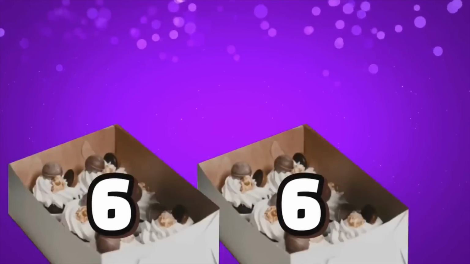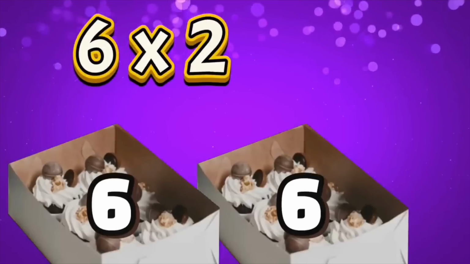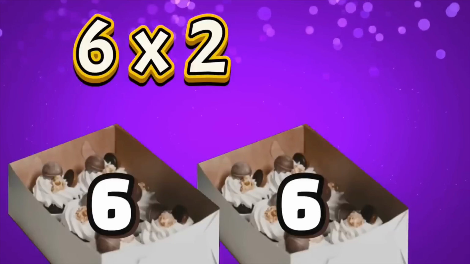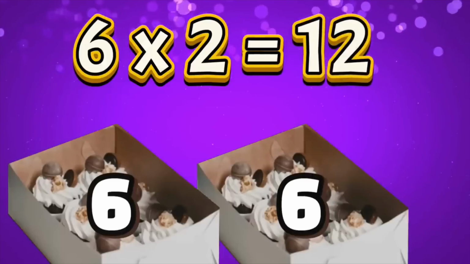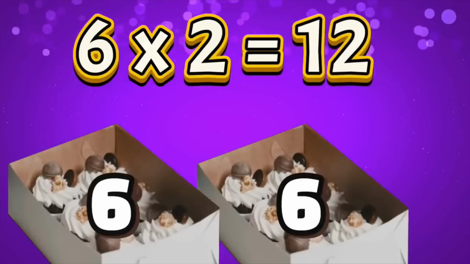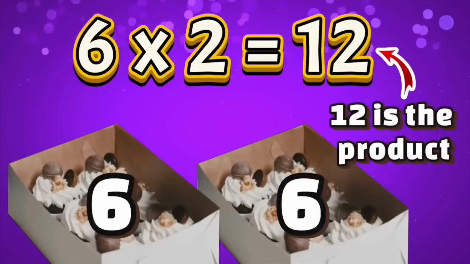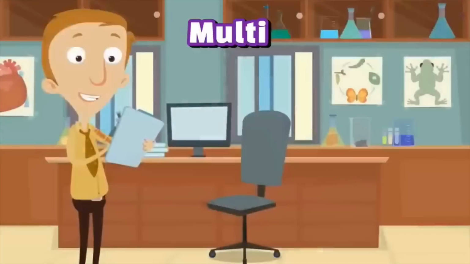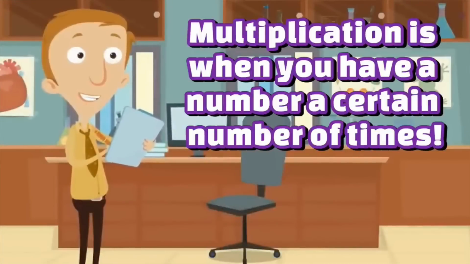2 boxes. If there are 6 in a box and he buys 2 of them, that would be 6 times 2. The number 6, 2 times. 6 times 2 would be 12. Right, 12. 6 times 2 equals 12. 12 is the product. The product is the answer to a multiplication problem. That's multiplication. Multiplication is when you have a number a certain number of times.